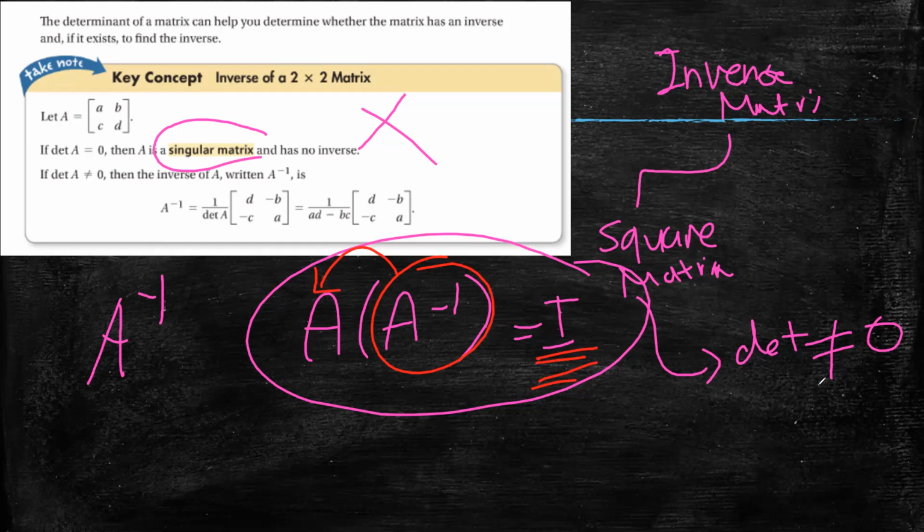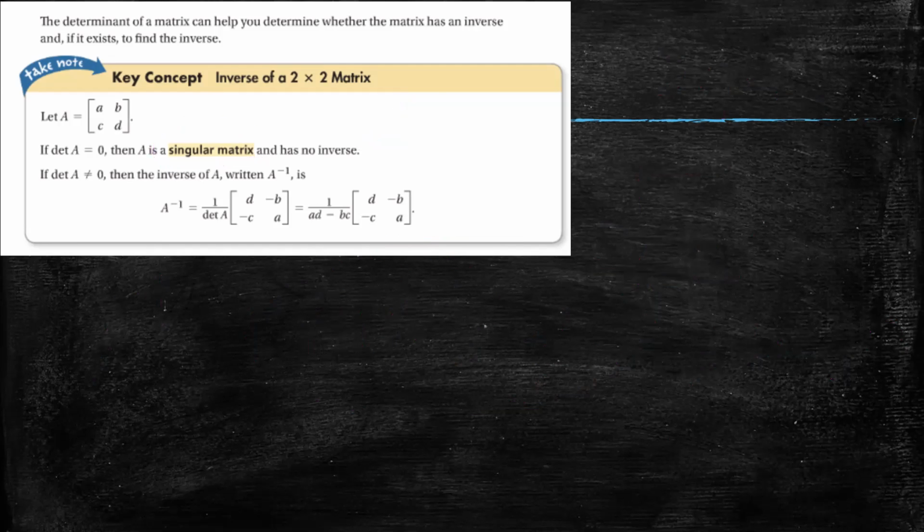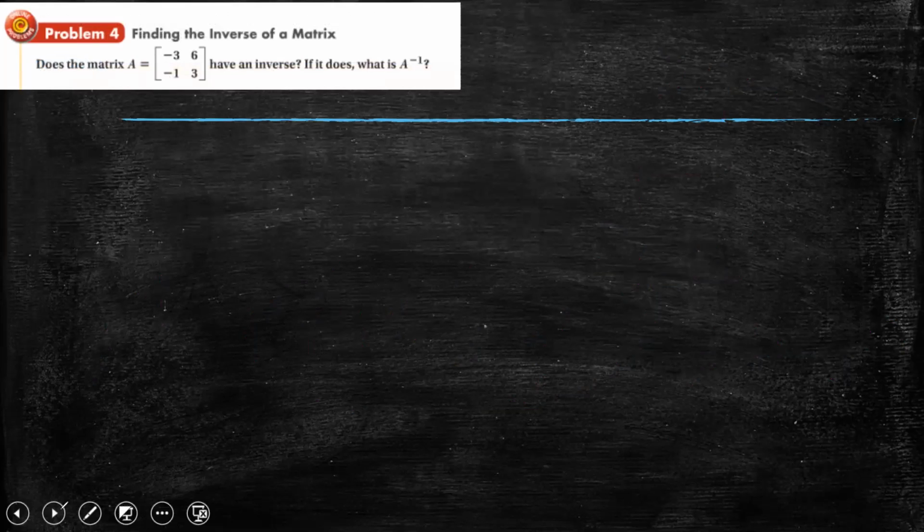What do you have to do now? Let's see this example here. Does this matrix have an inverse? The first step, I will look at it. Is it a square matrix? Yes, so it could be. The second step, I will find its determinant. If the determinant equals 0, I will tell her, thank you so much, you are a singular matrix, there's no inverse for you. But if the determinant is not 0, I will tell her, yes, you have an inverse.